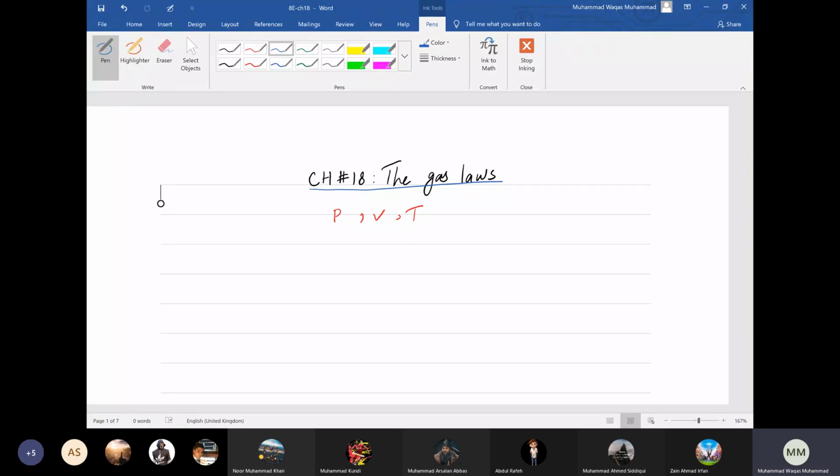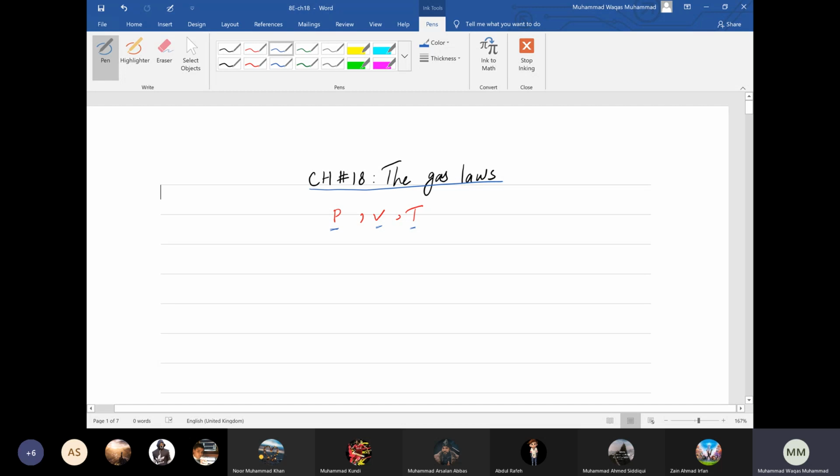So they already studied this in chapter number 17, right? Now we're going to study about gas laws, and basically gas laws are merely the relationship between these three properties of the gas. So you should understand what are these three properties: what we mean by pressure of gas, what we mean by volume of gas, and what we mean by the temperature of gas.